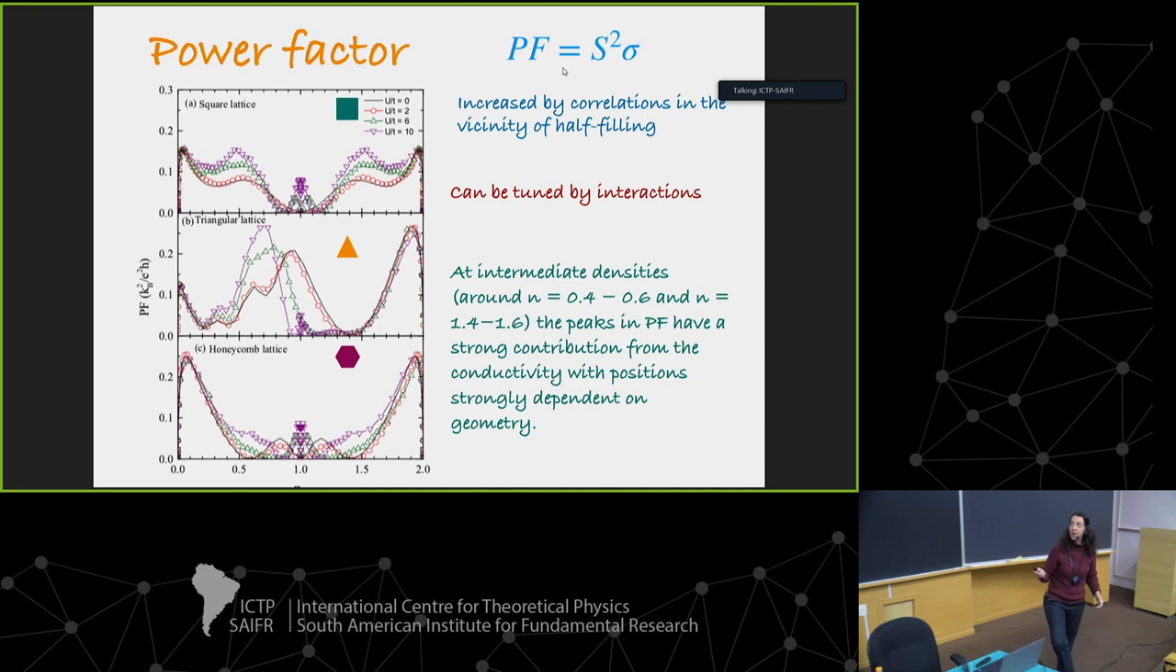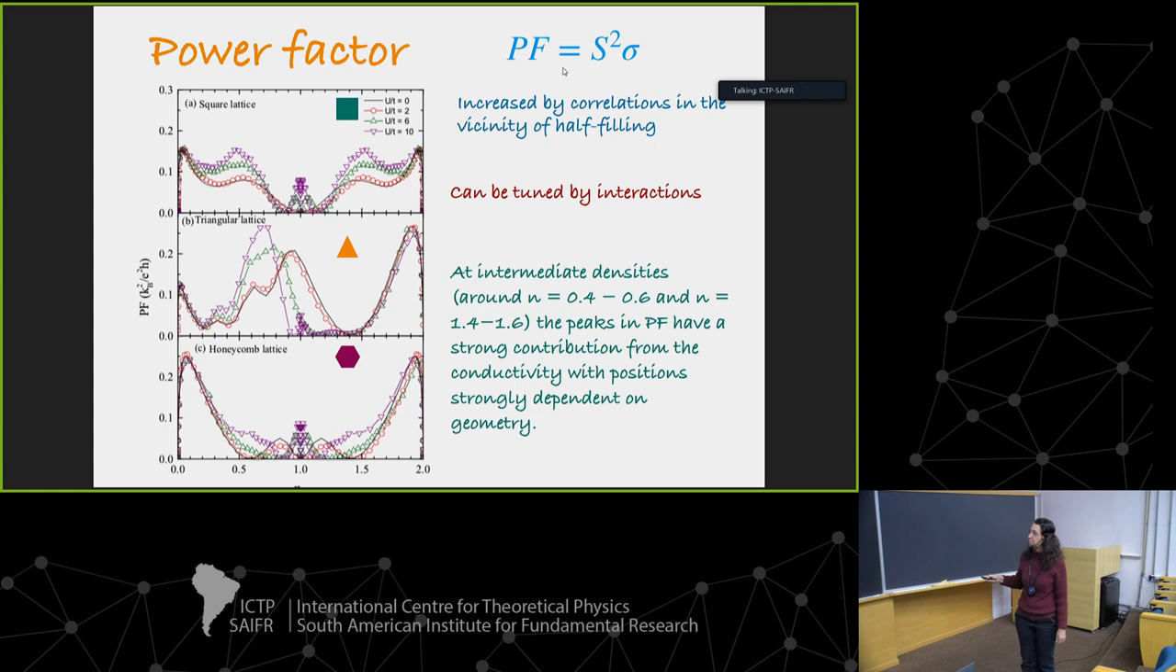So here for the square lattice, we see once again the density here and the power factor in units of Boltzmann constant squared, electron charge, and h-bar. The black line is the non-interacting case, and it goes to zero close to half filling. Correlations drive it up. It's hard to see, but it goes up and has a dip exactly at half filling. But we have these wings at densities close to half, where correlations are pushing the power factor up. So we have these regions around half and 1.5, and very close to half filling, where correlations drive the power factor up. I'll turn to the honeycomb before, and then I'll go back to the square lattice.